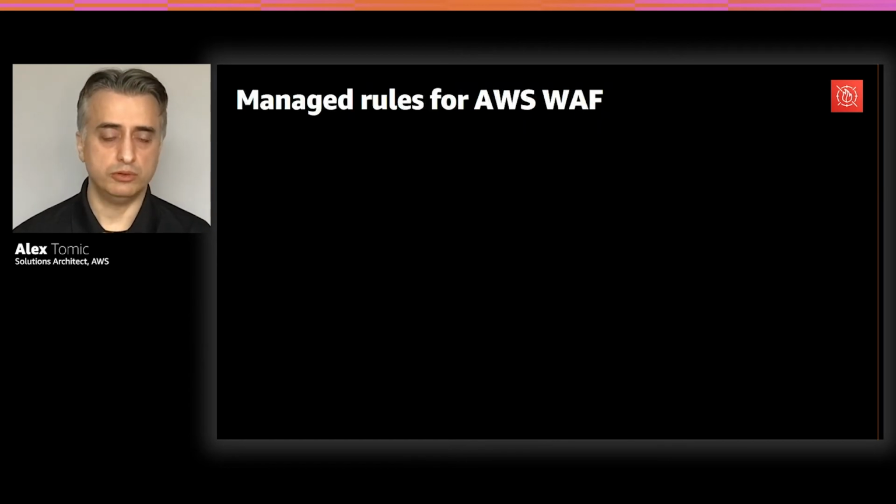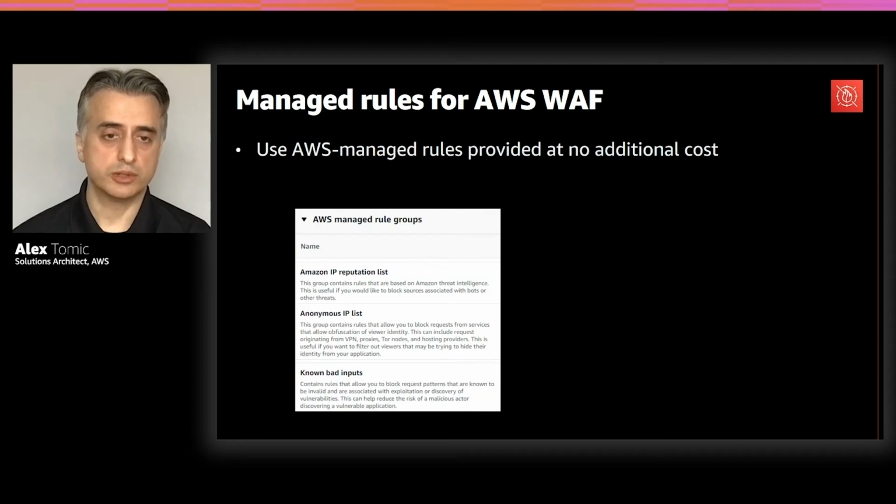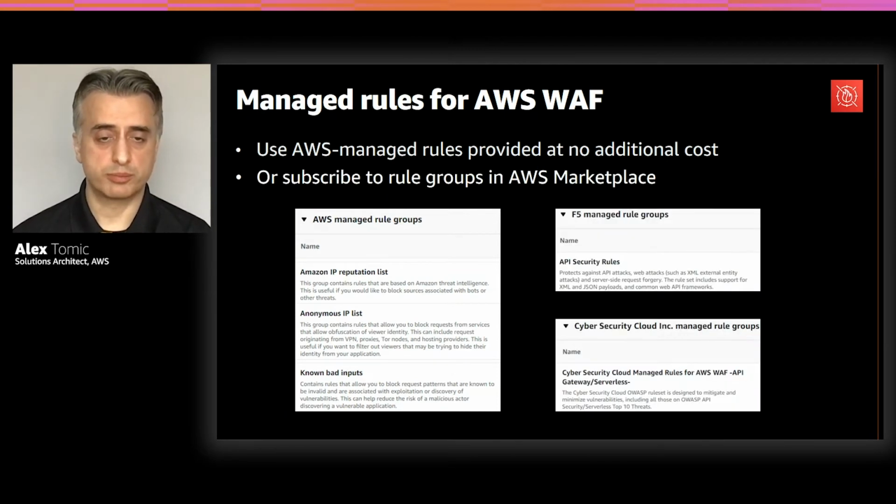In addition to building your own custom rules, what if you need to use rules that are built by web security experts? AWS WAF provides managed rules, and for that we have multiple options. AWS managed rule groups are available at no additional cost to AWS WAF customers, and those are continuously updated based on AWS's own threat intelligence. You can also choose from managed rules that are provided in AWS Marketplace by some of the top vendors in the application security field.